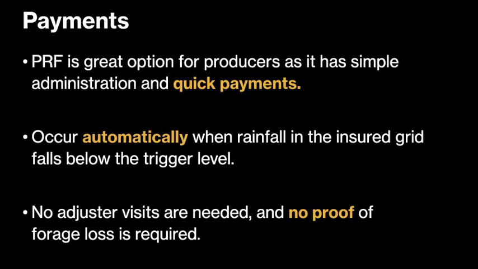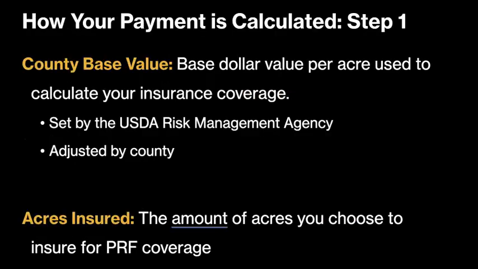One of the biggest advantages of PRF insurance is its simplicity. Unlike many other insurance programs, PRF does not require a claims adjuster to visit your operation, and producers are not asked to measure forage production or prove that a drought caused a specific amount of damage. This allows payments to be processed much more quickly than that of many traditional insurance programs, while eliminating much of the paperwork associated with filing a claim.